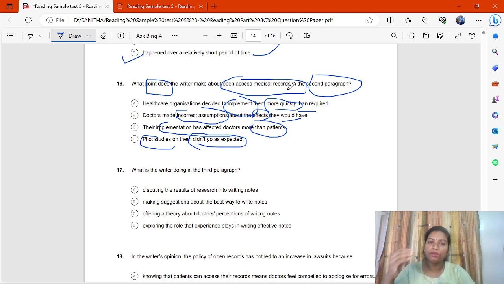We are going to find out these options in the passage. If an option is not matching with the passage, you have to eliminate it. You have to choose the correct option. Okay, what is the question? What point does the writer make about open access medical records in the second passage?